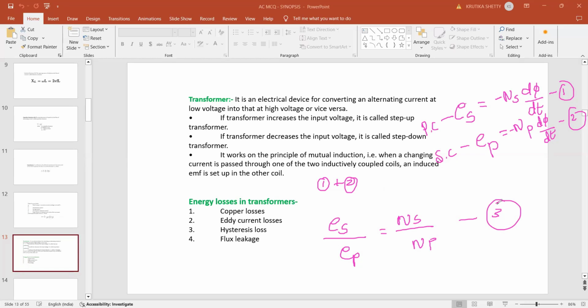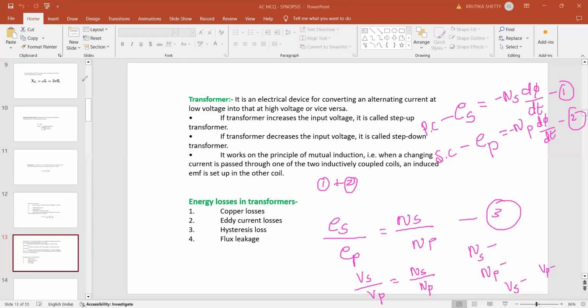Okay. So suppose you are considering this as the voltage, across the secondary coil, the equation can also be written as Vs divided by Vp is equal to NS divided by NP. Hope you know all the terms here, students. NS means number of turns in the secondary coil, NP means number of turns in the primary coil, Vs is the voltage across the secondary coil, Vp is the voltage across the primary coil.